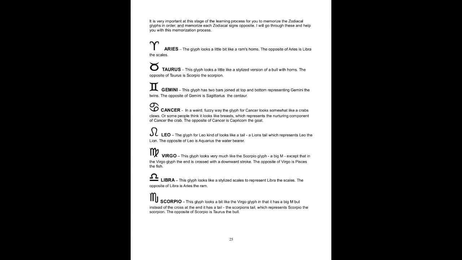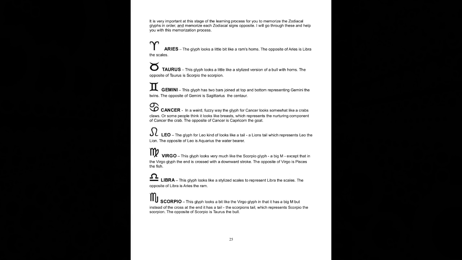Cancer. In a weird, fuzzy way, the glyph for Cancer looks somewhat like a crab's claws, or some people think it looks like breasts, which represents the nurturing component of Cancer the crab. The opposite of Cancer is Capricorn the goat. Leo. The glyph for Leo kind of looks like a tail, a lion's tail, which represents Leo the lion. The opposite of Leo is Aquarius, the water bearer.